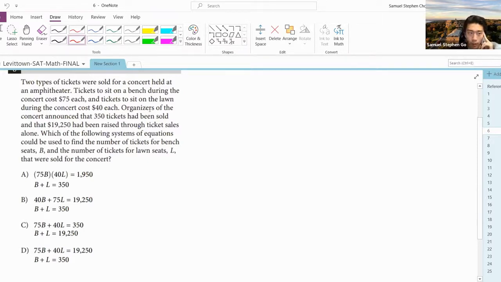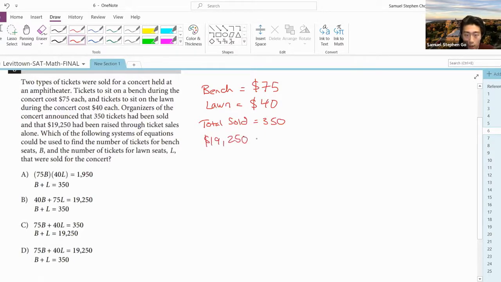Two types of tickets were sold for a concert held at this amphitheater. The tickets to sit on the bench are $75 each. So let me just write here, bench equals $75. And to sit on the lawn is $40. All right. Organizers of the concert announced that 350 tickets have been sold and that $19,250 have been raised. So that's important too. So total sold is 350 tickets. So that's the number of tickets. And 19,250 is the total sales, we'll say, total sales.